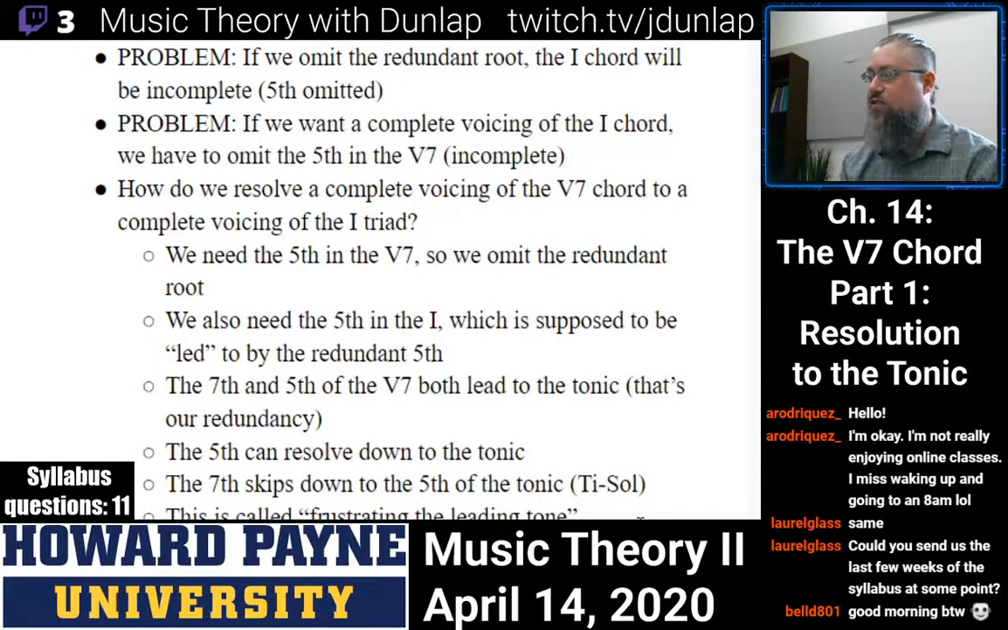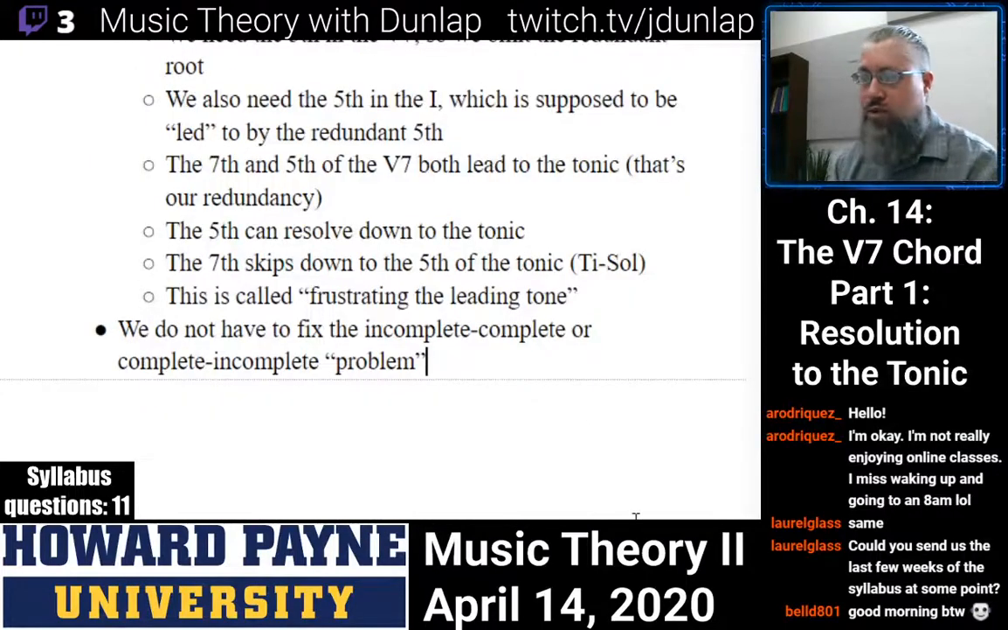We do not have to fix the incomplete complete or complete incomplete problem, but this is the way you would do it if you were writing 4-part harmony and you were frustrated that you could not get a complete voicing of the 5/7 followed by a complete voicing of the tonic triad. So that's as much time as we're ever going to spend on that. It might be a question on the exam and that's it.